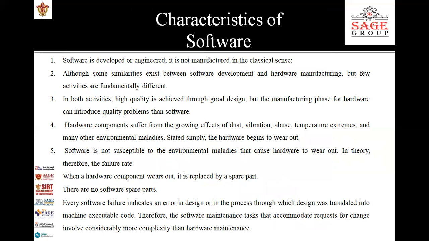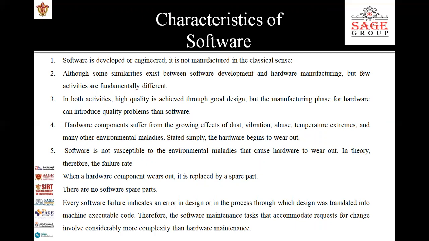So here you can see the first characteristic of the software. Software is developed or engineered. It is not manufactured in the classical sense. We can see there are some similarities between software development and hardware manufacturing, but a few activities are fundamentally different. In both activities, high quality is achieved through good design. Manufacturing phases for the hardware can introduce quality problems. So we can say here software does not wear out.